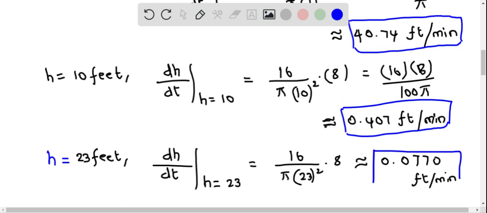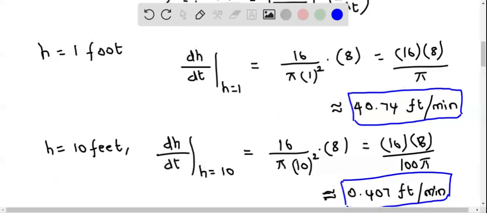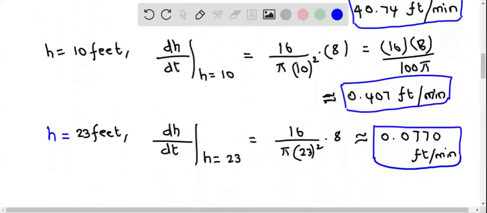So we have determined the rate at which the water level rises for different depths of the water, that is for 1 foot, 10 feet, as well as for 23 feet.